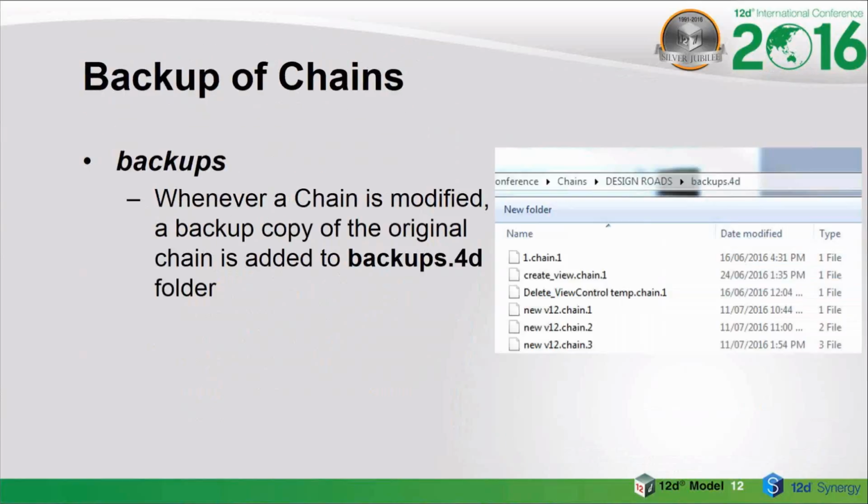Backup of chains, this is quite important. Whenever a chain is modified, a backup copy of the original chain is added to the backups.4d folder. So you get those .1, .2, .3 files after a chain's been created, so it means you don't really have to create your own backups. 12d will create them for you, which is really, really good.